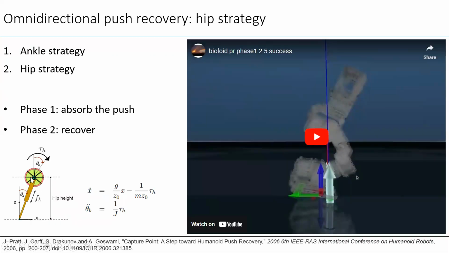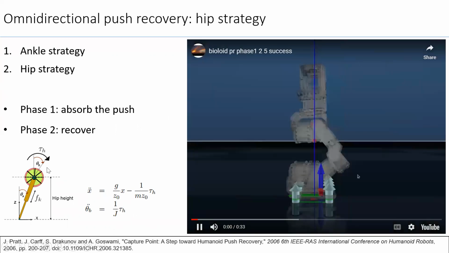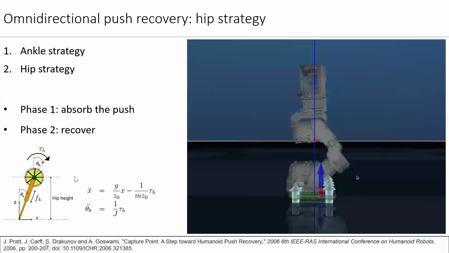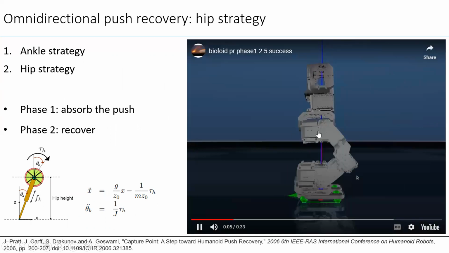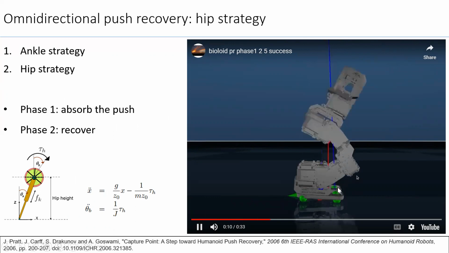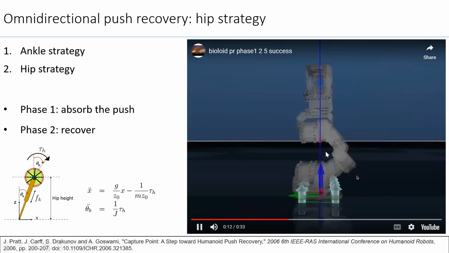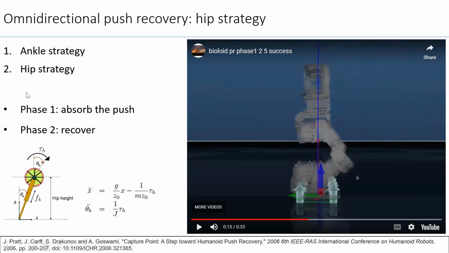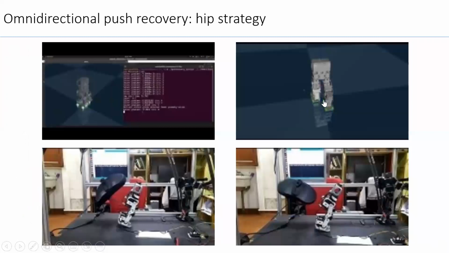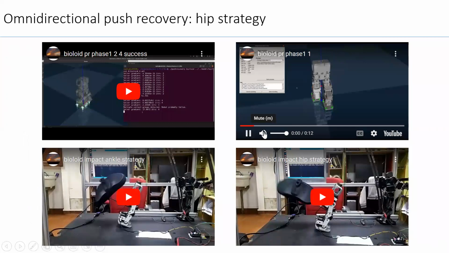This strategy essentially works on the principle of a reaction wheel. A reaction wheel can move, only it has limits up to which it can spin. So this is ankle strategy, not able to withstand the push. And here we have hip strategy, which can withstand the same amount of push. You can see the motion happens in two phases. First, we absorb the push by applying torque in the same direction, and then we recover. This happens not only in the sagittal plane, but also in any direction.